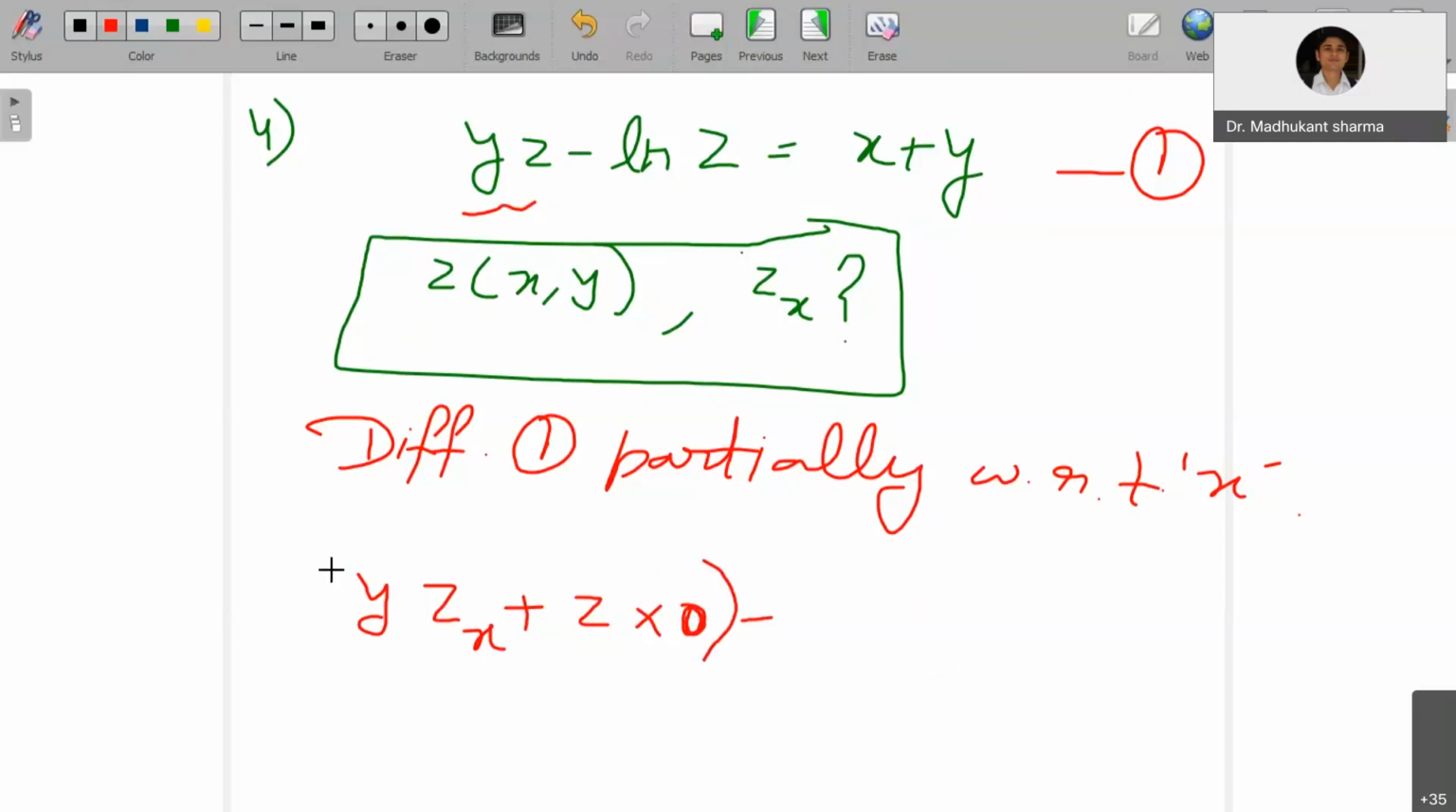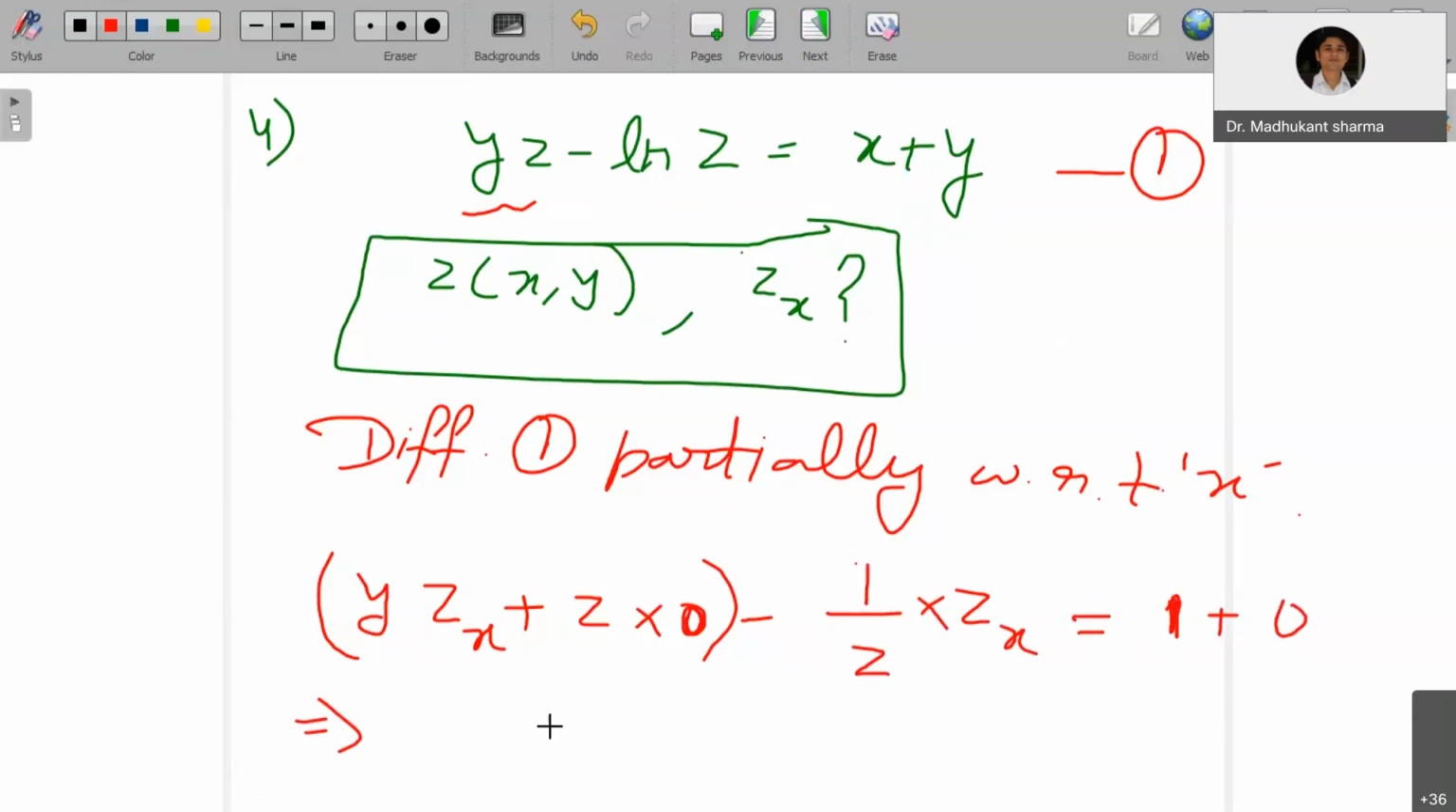Now this is about the first term. Now about the second term, you have ln of z. How will you differentiate? It's going to be a kind of composition. First you have to differentiate ln, that is 1 by z. Then you have to differentiate the argument, that is times zx, equals the right hand side. Differentiating partially with respect to x, the first term is 1, and the second term is 0.